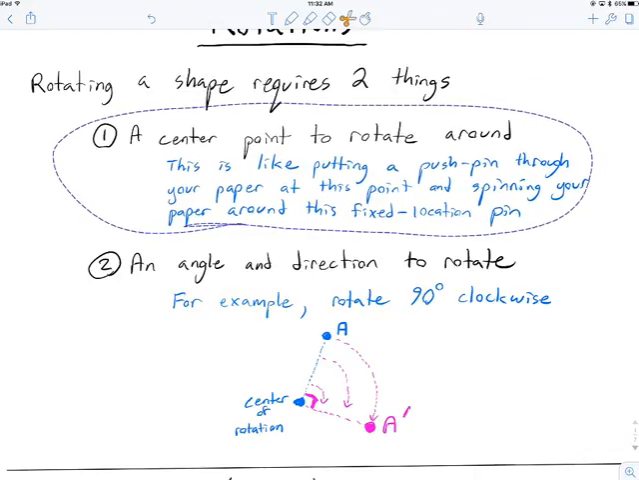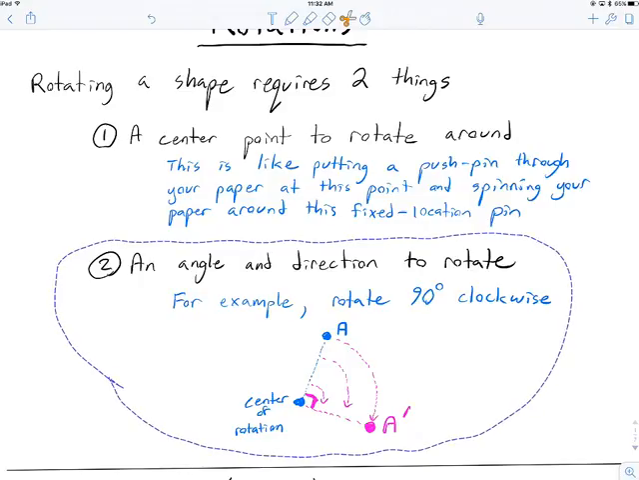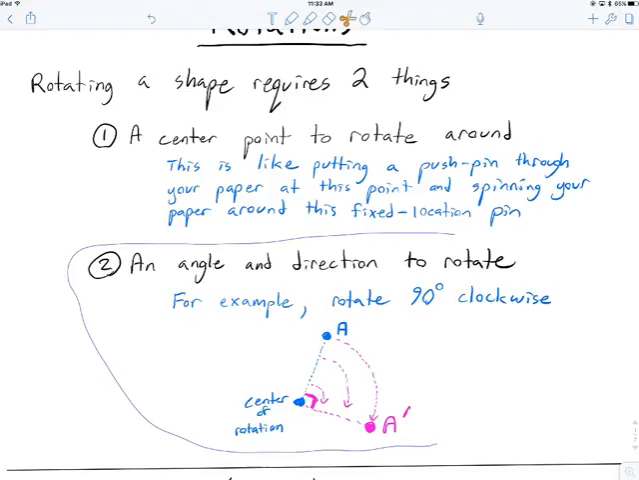The second thing you need is an angle. Now, also you need a direction. When we get past geometry, we just talk about this in terms of positive or negative sign being the direction. In this class, we'll talk about it in terms of clockwise or counterclockwise. Okay, so rotate 90 degrees clockwise. Let's say I'm rotating around that number 2. So around this number 2 right here, I'm going to rotate this set of instructions 90 degrees clockwise.